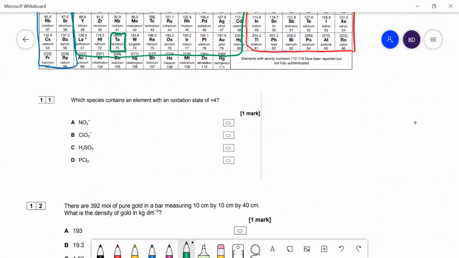Which species contains an element with an oxidation number of +4? We always use that the sum of the oxidation numbers is equal to the charge on the species. Let's do A. We've got N and 2 oxygens. Each oxygen is fixed at -2, so that's -4 for the oxygens, and the charge is +1, so N is +3. So it's not that one.